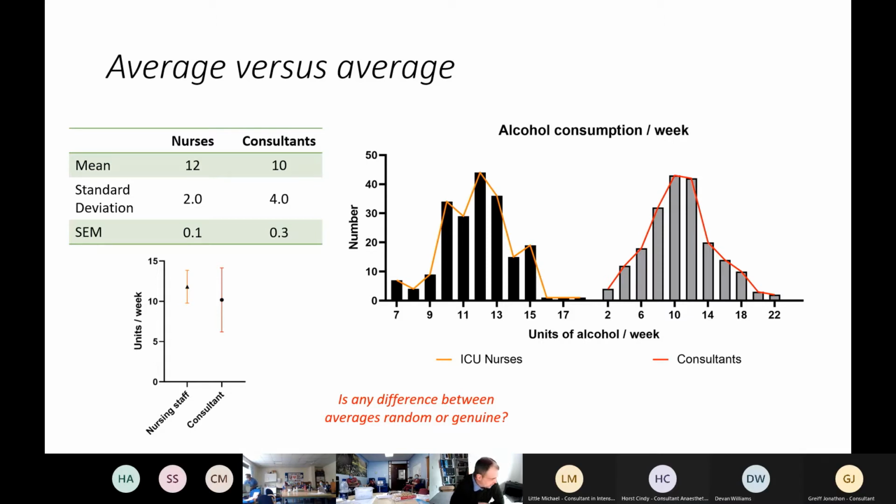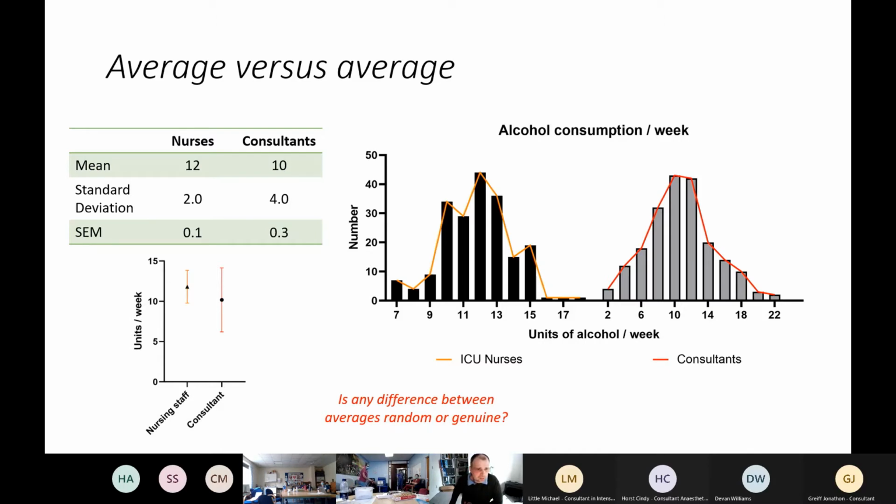And sorry, I didn't talk about the standard error of the mean, did I? So standard error of the mean is essentially how well does the average represent a larger population average. It's not something that's often talked about, and I don't think it's hugely important, but essentially the closer to 0 the standard error of the mean, the more representative your average is of a larger population. Sorry, and consultants. So the consultants 10 units, standard deviation of 4, SEM 0.3. And the question is: is this difference between means a genuine difference, or is it a difference that you can just account for as a random event?